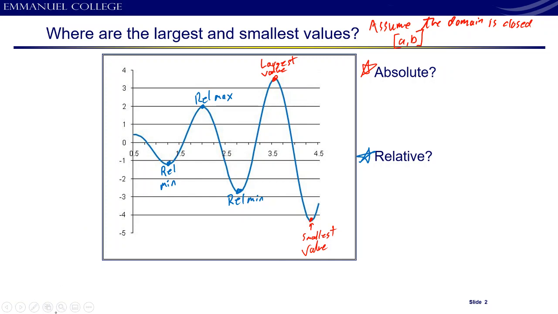Now, the other thing is, remember I said assume the domain is closed. So that means the endpoints as well. This would be a relative maximum. And this endpoint as well would also be a relative maximum. So the endpoints can be relative maxes or mins, just depending on where they are in the function.